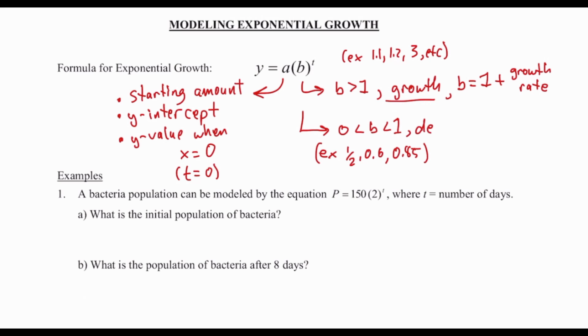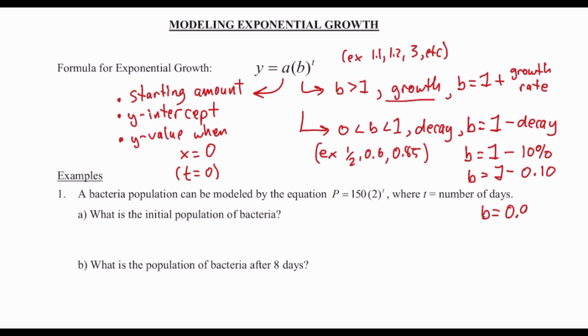And in this case, I have decay. And then in this case, my b value is equal to 1 minus my decay rate. So if my car loses 10% of its value every year, b is going to be 1, which represents 100% of my current value, minus the 10% that I lose every year. So 1 minus, convert that percentage into a decimal, 0.10, my b would be 0.90. So basically what that means is my car keeps 90% of its value each year, or in other words, my car loses 10% of its value each year, whatever way you want to think about it or describe it.